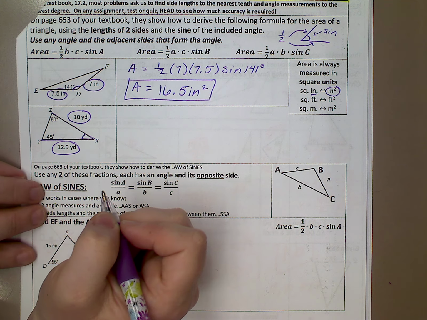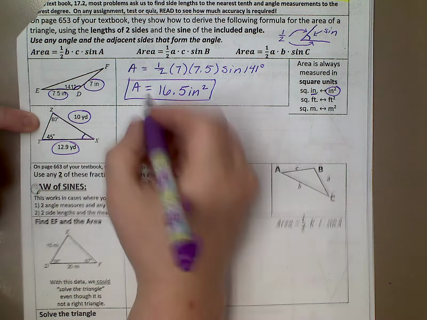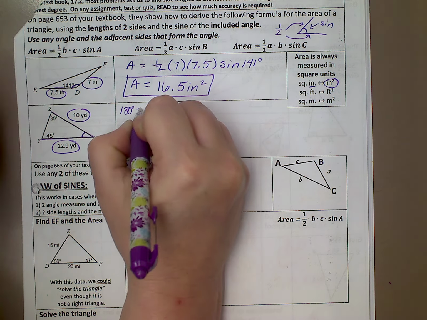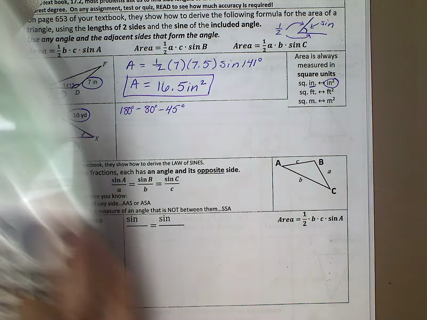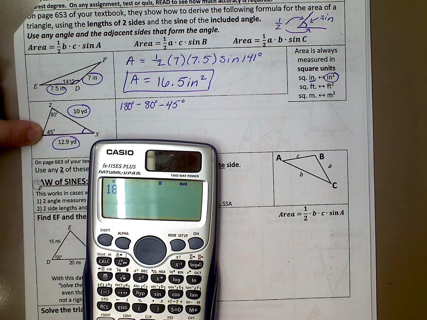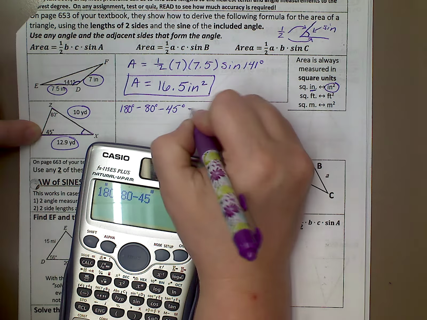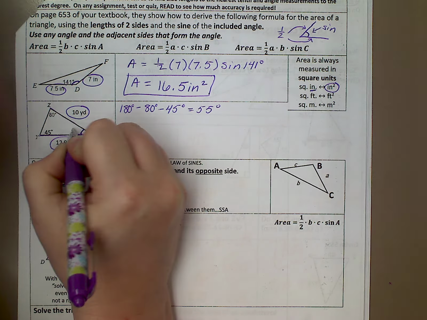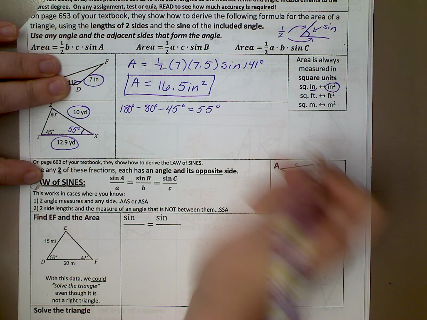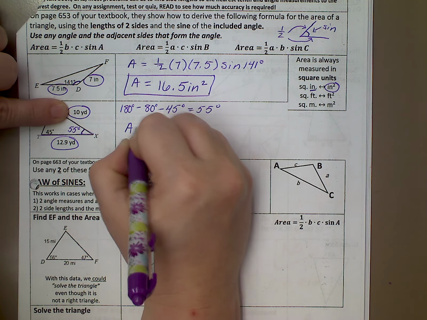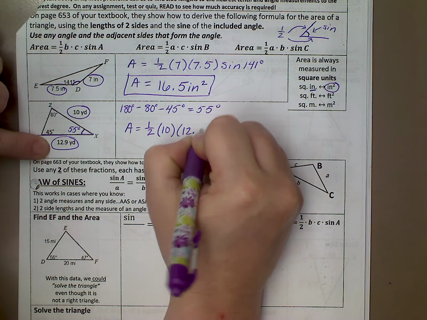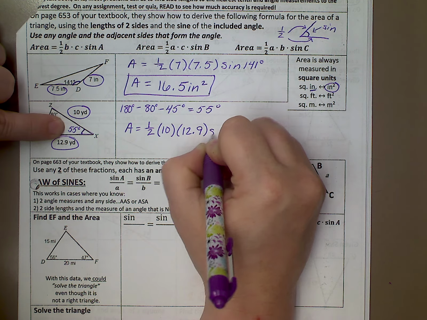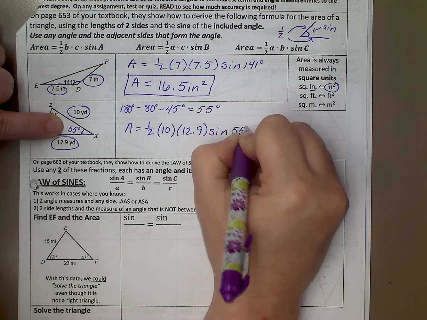Do I know the measurement of that angle? Yeah, because I can do 180 degrees minus the 80 degrees I know and the 45 degrees I know. And that will leave me with, let's see, 180 minus 80 minus 45, 55 degrees. So I do know this angle. It's 55 degrees. So I can do my area. I can say that area is 1/2 of the two sides, 10 and 12.9, times the sine of the included angle, which is 55 degrees.